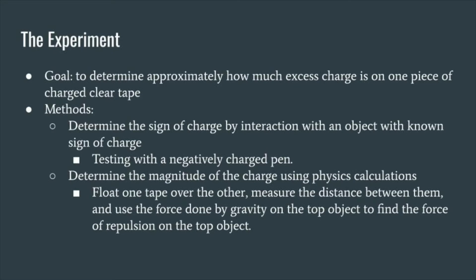Two pieces of tape were connected and pulled apart repeatedly, causing electrons to jump from the tapes and making them positively charged. The sign of charge was determined by holding one piece of tape near a pen that was rubbed against a piece of fabric, making it negatively charged. Since the tape was attracted to the pen, we know that the tape is positively charged, since opposite signs attract. Since the two pieces of tape repelled one another, we know both pieces must be positively charged, since like signs repel.